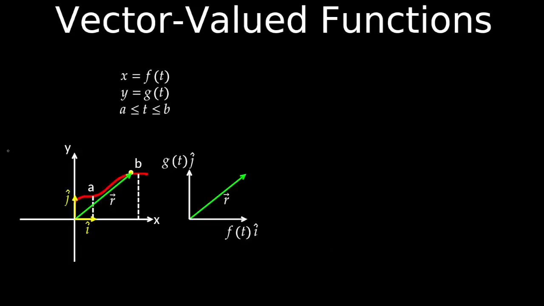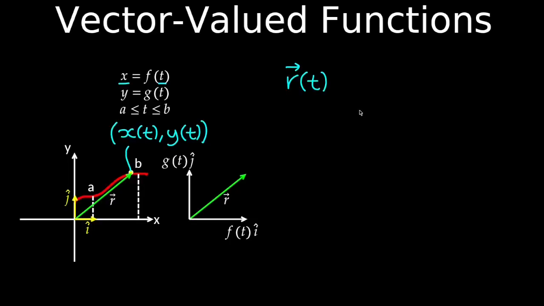Scalar valued functions take a scalar as an input and output a scalar. So in this example, the point here is described by two scalar functions. Now in contrast, a vector valued function takes a scalar as an input and outputs a vector.